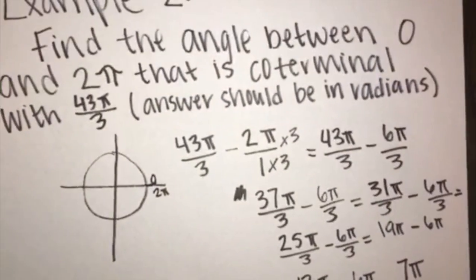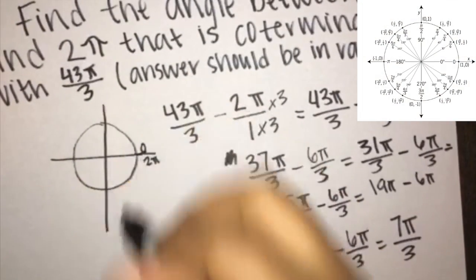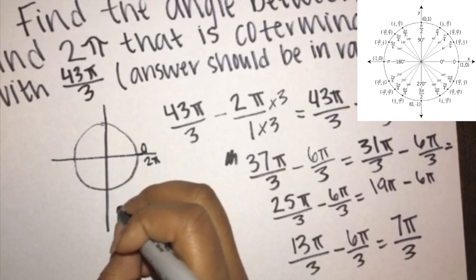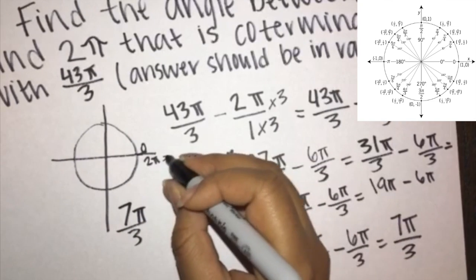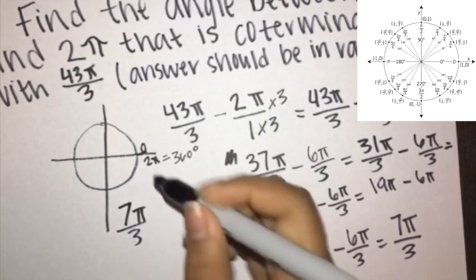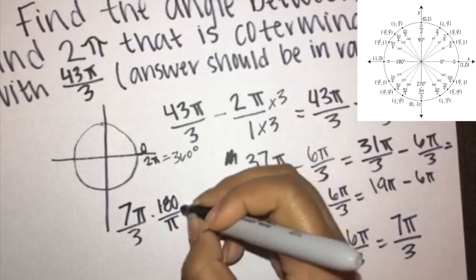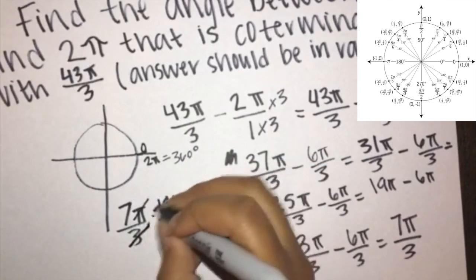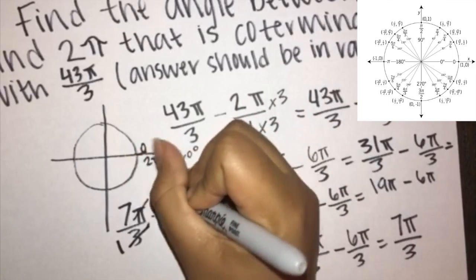So, just to make sure that this is something that is in between the parameters of 0 and 2 pi, we would check by converting it to degrees, because we know that 2 pi is also equal to 360. So 7 pi over 3 times 180 over pi, which is how we convert from radians to degrees. The pi would cancel out. This can simplify to 1, and 3 goes into 180 60 times.